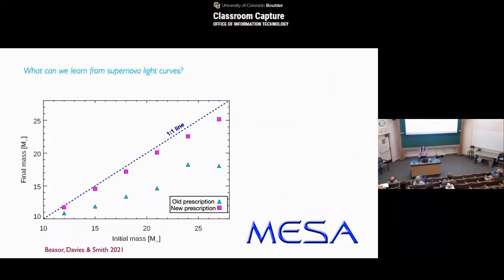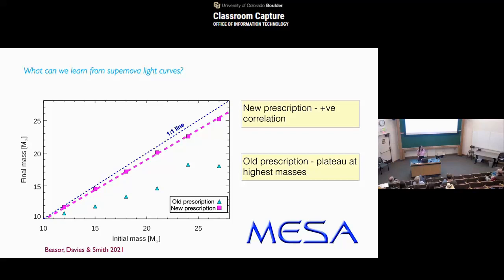So we put our new prescription into the stellar evolution code MESA to see what effect these lower mass loss rates would have on the appearance of a star as it approaches core collapse. This figure just shows the initial mass of the star against the final mass. We ran models between 12 and 27 solar masses, and the only thing we changed in these models was the mass loss rate prescription. The old prescription was just the standard Dutch prescription without this factor of 3 cranking it up. You can see with the new prescription there is a positive correlation between the initial and the final mass, whereas the old prescription predicts this plateau.